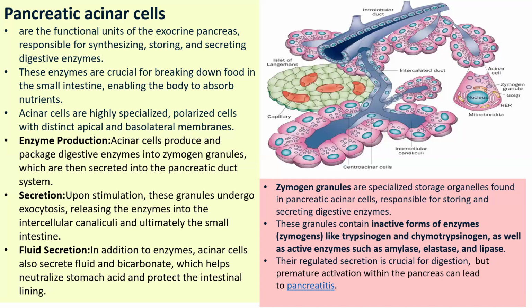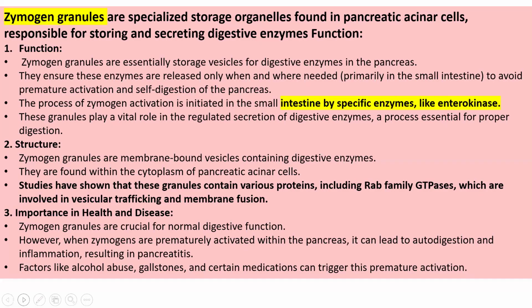Very important point: trypsinogen and chymotrypsinogen are inactive forms of enzymes. Active enzymes are amylase, elastase, and lipase. Their regulated secretion is important for digestion of food. But premature, unbalanced activation leads to inflammation of the pancreas, pancreatitis. Zymogen granules act as a storage vesicle for digestive enzymes in the pancreas, which are released in the small intestine, and premature activation causes problems to the pancreas.